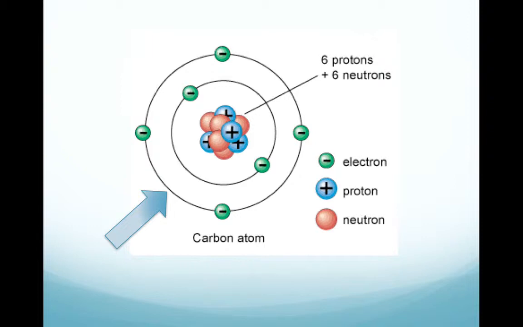The outermost shell is called the valence shell. So for the valence shell to be complete, it needs to have 8 electrons. And every atom wants to be complete. So they will beg, borrow, and steal electrons to complete their valence shell.